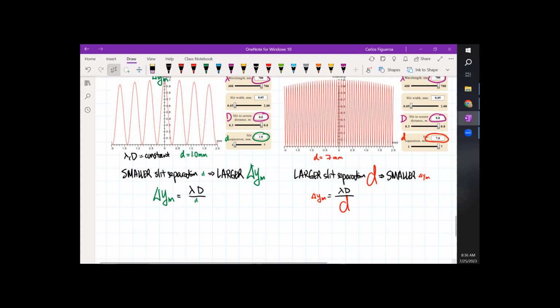And so now I can't show you the applet for screen distance. So now we're going to look at the fringe separation. Proportional to screen distance. And that implies that delta y of m is directly proportional to D.